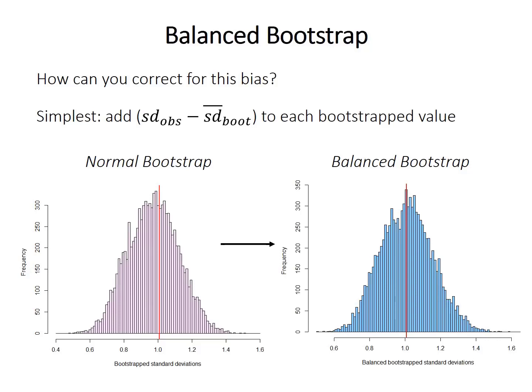So in the previous example, the mean bootstrap value is about 0.08 units smaller than the observed value from the original data. So we just add 0.08 to each of our individual bootstrap trials. We do 10,000 of them, so we add 0.08 to each of those 10,000. And that shifts the sampling distribution a little bit to the right. So now it's centered on the observed value, which you see in the balanced bootstrap on the right there.